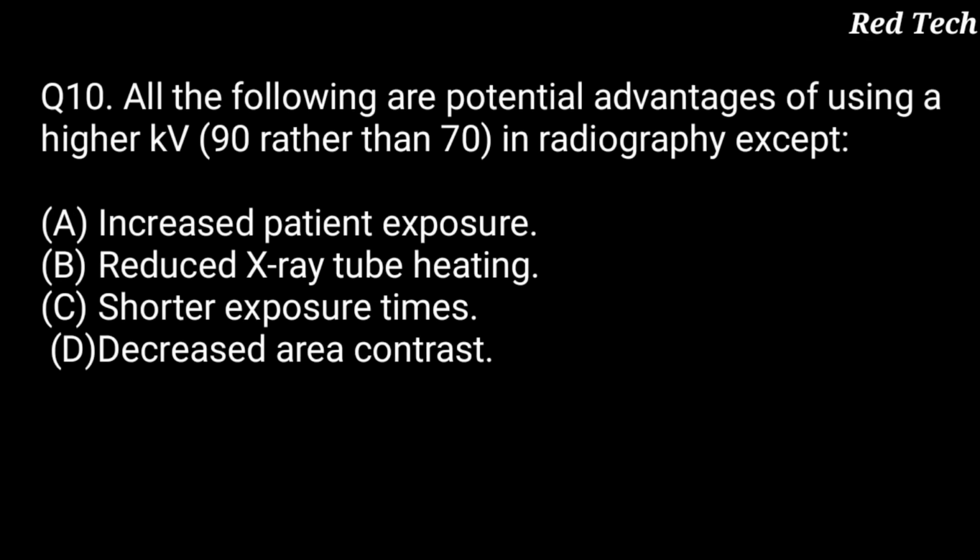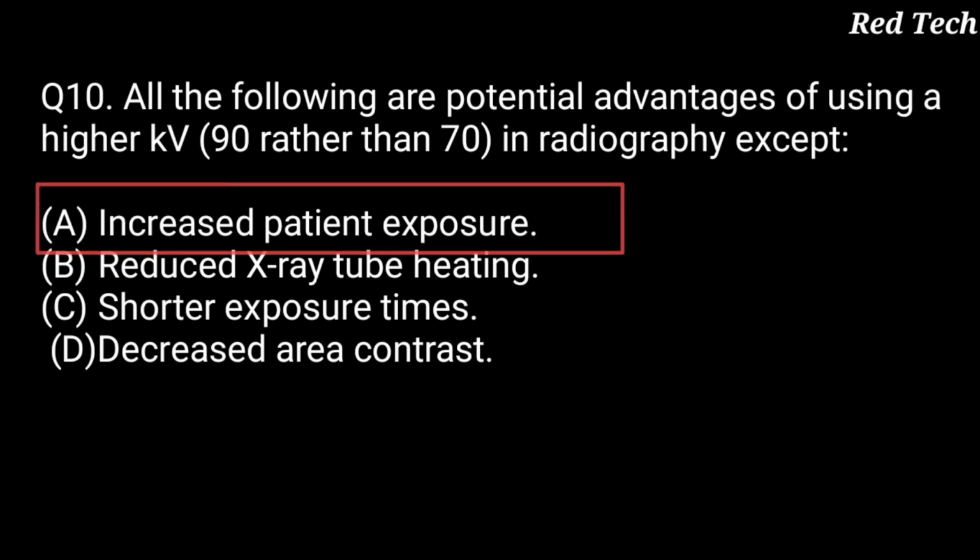Question number 10. All the following are potential advantages of using a higher kV of 90 rather than 70 in radiography, except. Option A is increased patient exposure. Option B, reduced X-ray tube heating. Option C, shorter exposure time. And option D, decreased contrast. So basically, while using a low kV, this will not reduce the patient exposure. So option A is the correct answer, increased patient exposure.